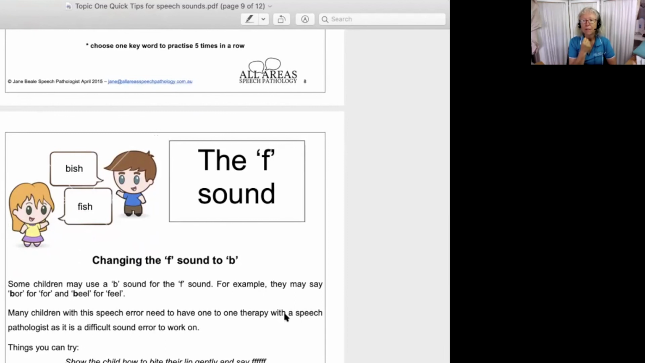B, plosive, f, fricative. They've changed the manner. B, voiced, voiceless. They've changed the voicing.